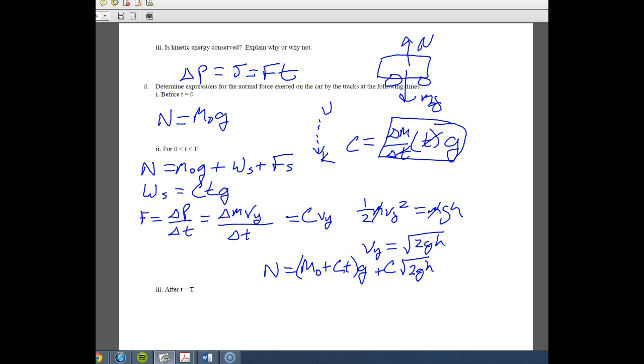And then finally, the last one they want us to do, for letter d, is the normal force after t is equal to T. So it's really just the car plus the accumulated sand. So this would be N is equal to m0, the original mass, plus ct, times g. And that is the end of this problem.